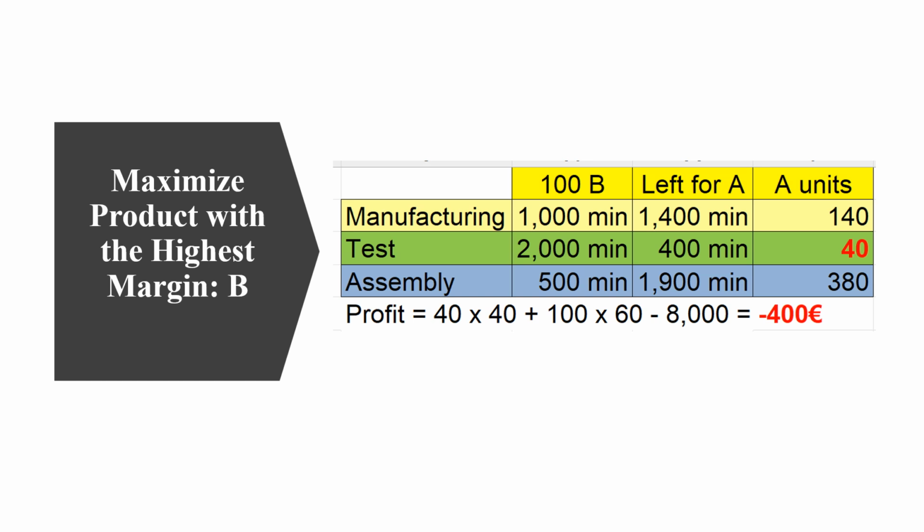With the remaining capacity for product A, we can manufacture 140. Only test 40. Assemble 380. It makes no sense to manufacture more A's than we can test. The excess assembly capacity will be wasted, because we can only assemble the units which have been tested. This means that in fact we will only be able to produce 100 B's and 40 A's. This gives us a total loss per week of €400. Maybe the finance criteria of giving priority to the product with the highest margin was not so good after all.